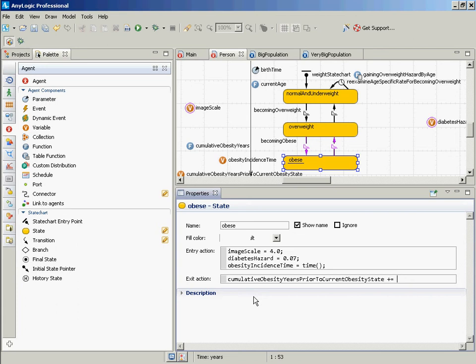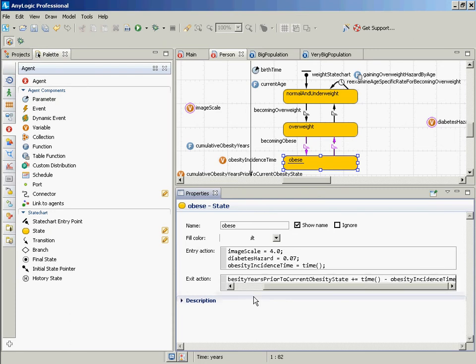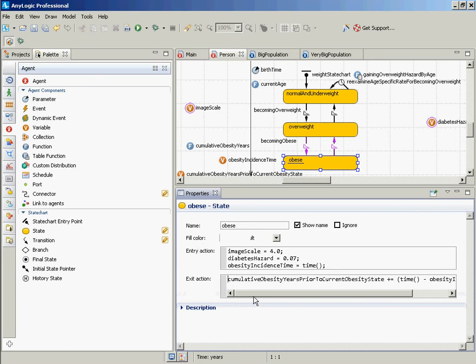The current time. How do I tell the current time? Time this, right? Minus the obesity incidence time. Now, just to be very clear, I'm going to put these in parentheses so it's very clear. I'm just adding this value. This is the amount of time I've been in this state, the amount of time I've been obese here in this current state. I'm actually almost tempted to give it a nice name, but I'll do it like that. This is the amount of time I've been obese. I'm going to add it to this thing.